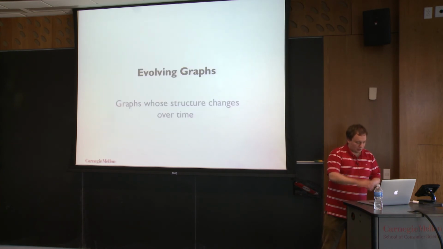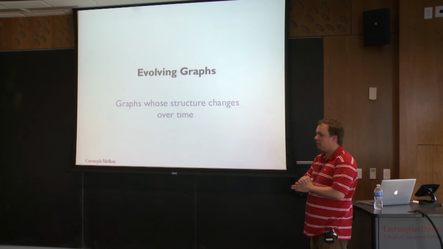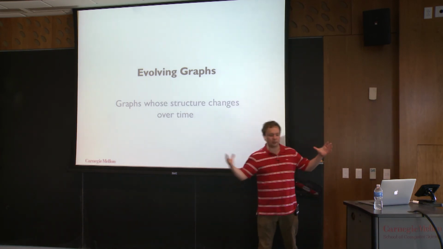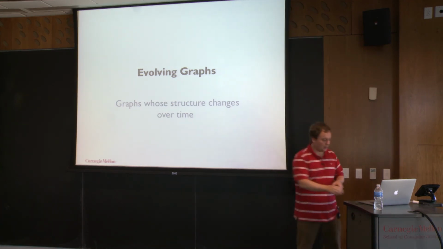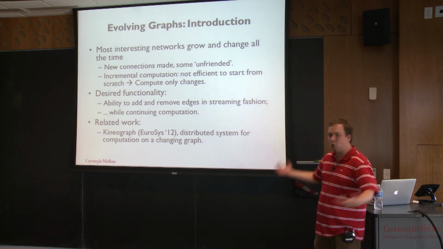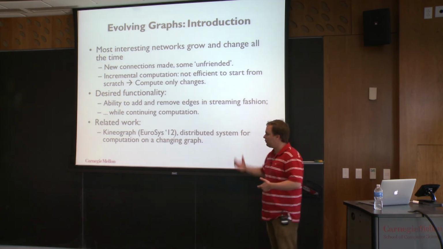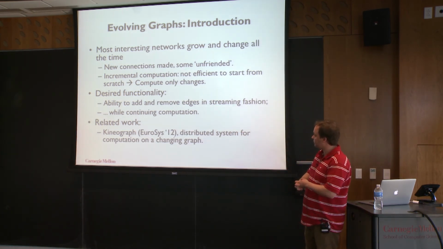OK, so one more thing. Let's talk about graphs which change over time. So these were for graphs which are static. So we are not adding or removing anything from the graphs. But in most cases, like Twitter or Facebook, the social networks, they are growing every second. You get more edges. So every second, people make friends. They unfriend some as well.